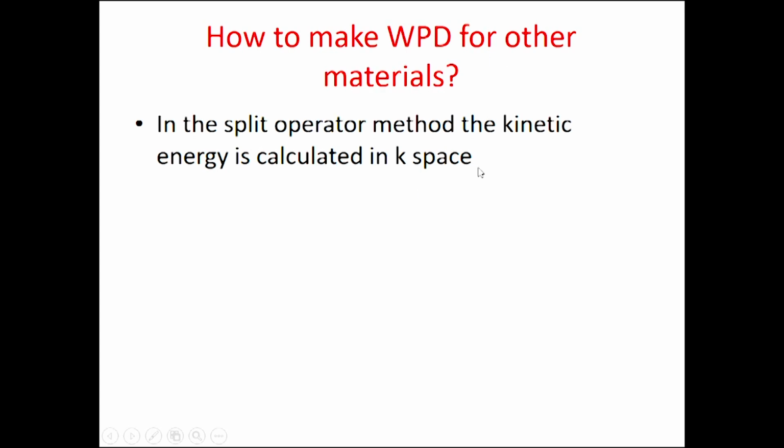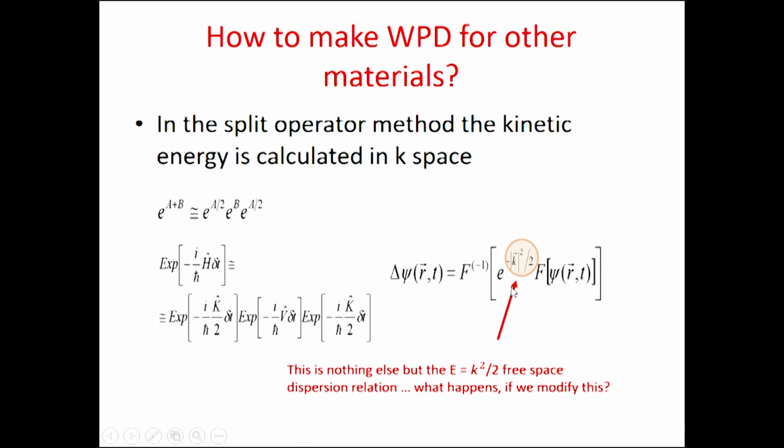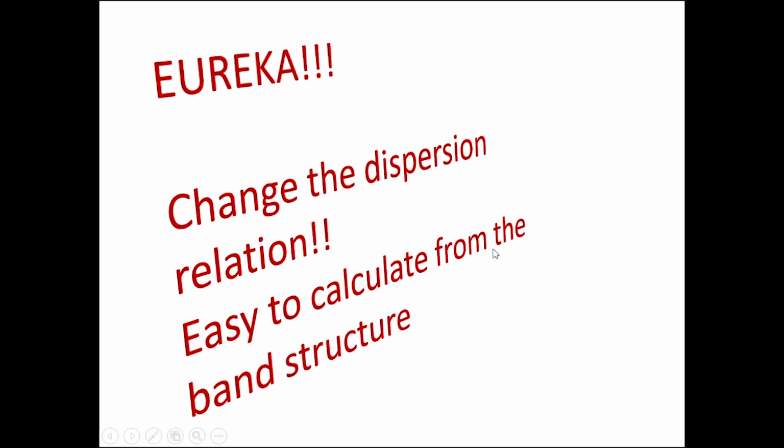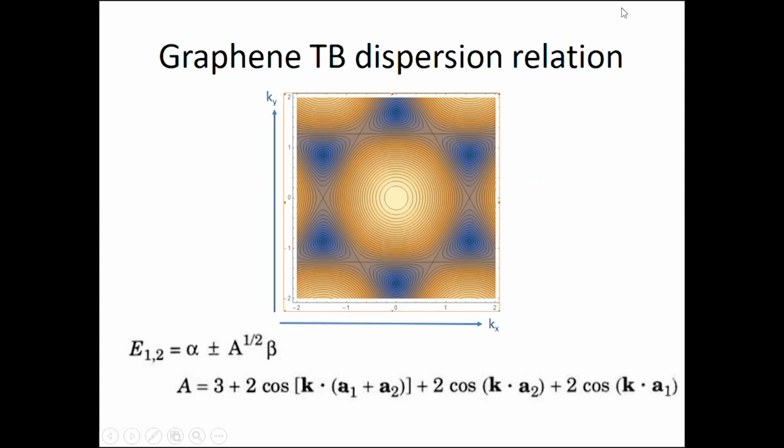In the split operator method, the kinetic energy is calculated in K-space, and this is nothing else but the free space dispersion relation, K squared over 2. And the question is, what happens if we modify this? Actually, we can modify and calculate it from the band structure. We show 2 examples. The first is a test case, the graphene tight-binding dispersion relation, which is along this analytical formula.